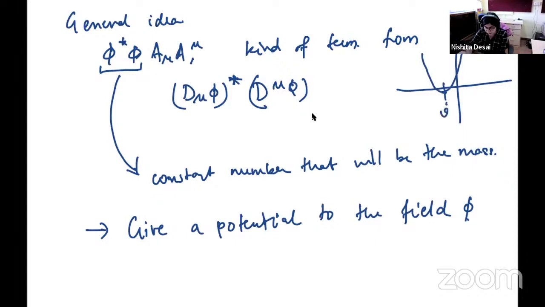Then when you expand around this minimum, around the minimum of phi, you will automatically get a v squared coming from each of the phi star phi. So that will automatically give a mass v squared mu kind of term. So this is the idea, and we'll put it into practice in a more rigorous way.